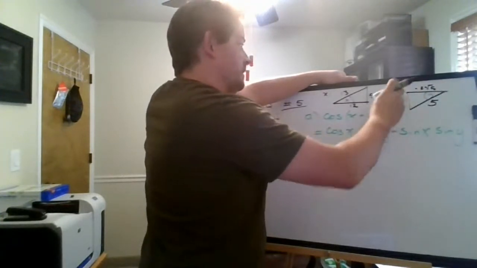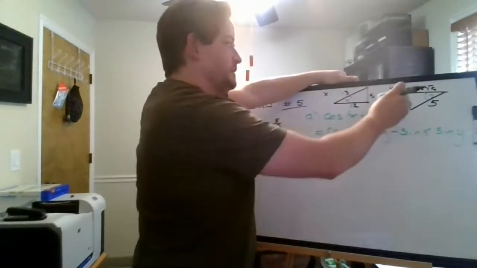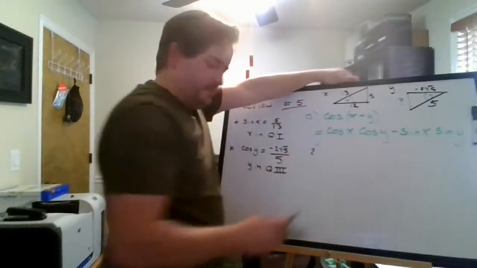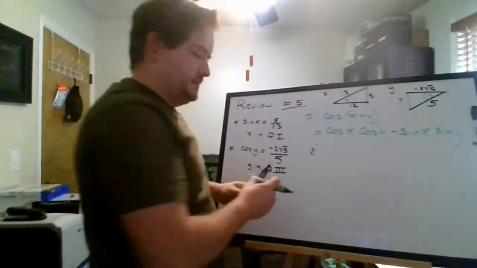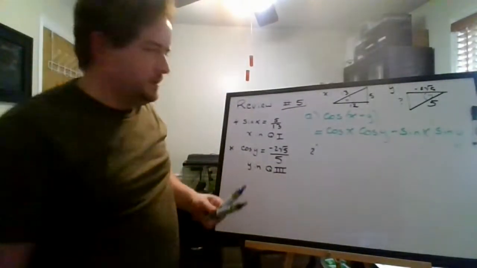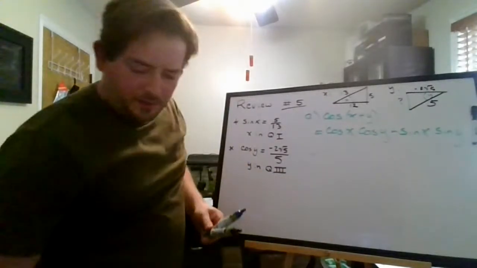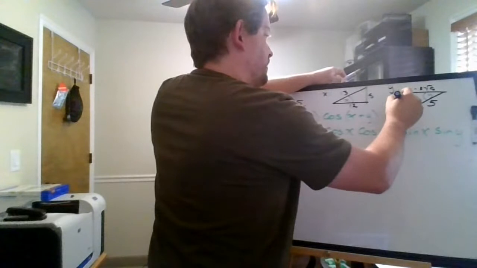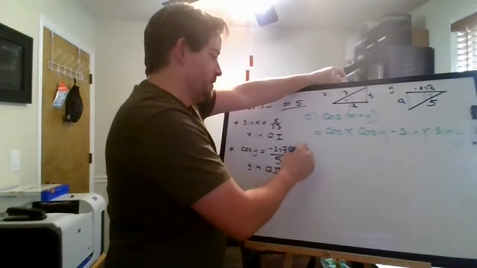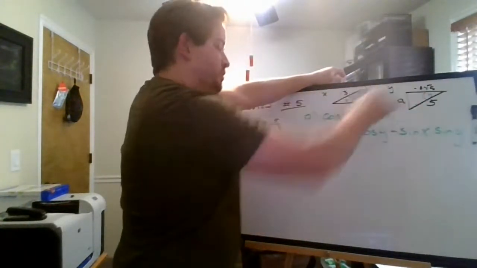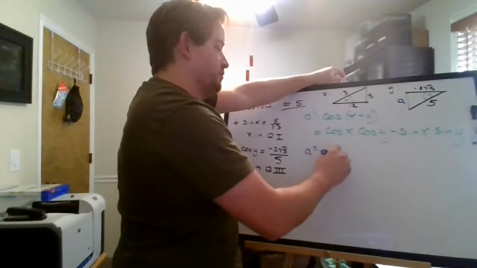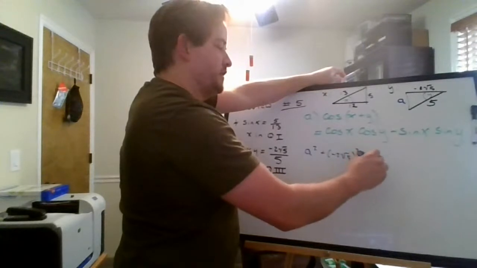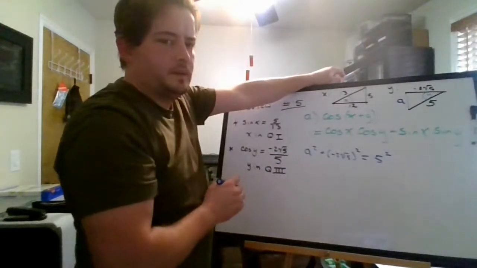So it doesn't matter what I call it. I'm just going to call it question mark because it doesn't matter. But I have to have question mark squared. My question mark turned into a 2. Maybe that's a bad idea too. I'm just going to call it a. For now, it doesn't matter. Call it whatever you want. But a squared now plus that negative 2 root 5 squared has to be equal to the radius 5 squared.